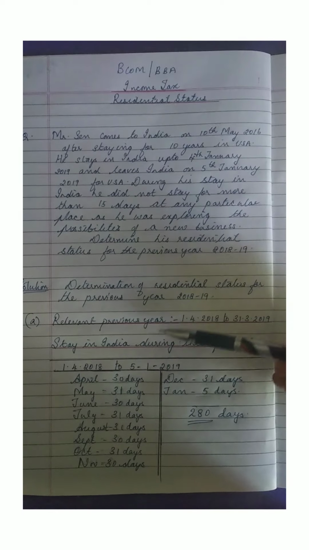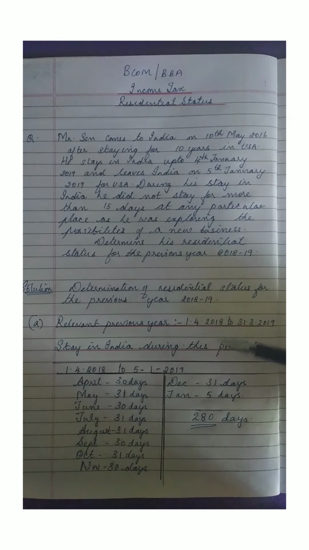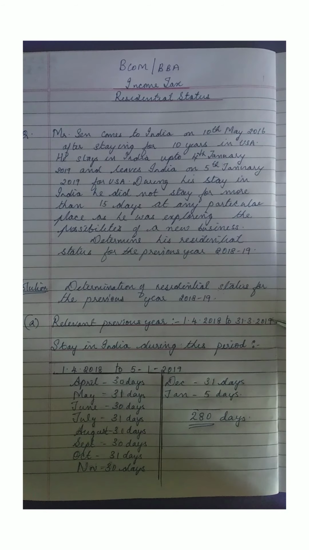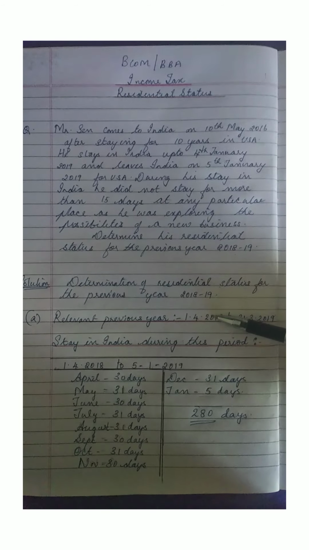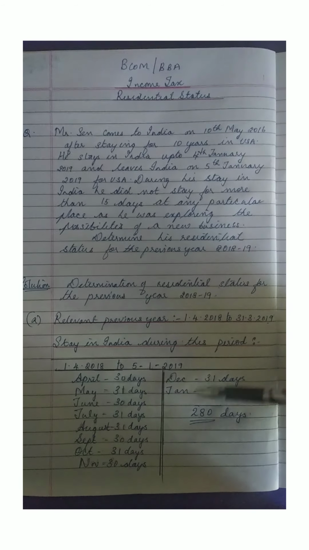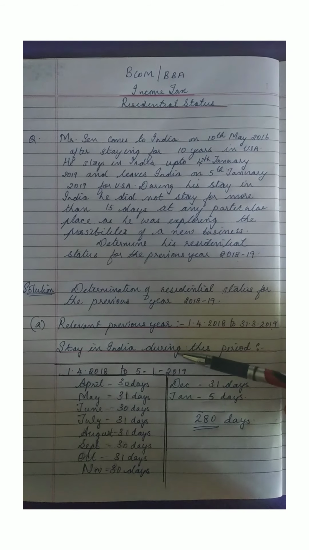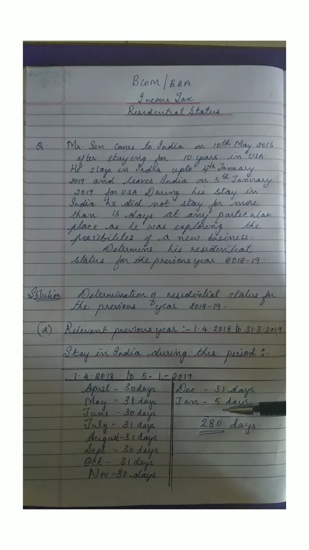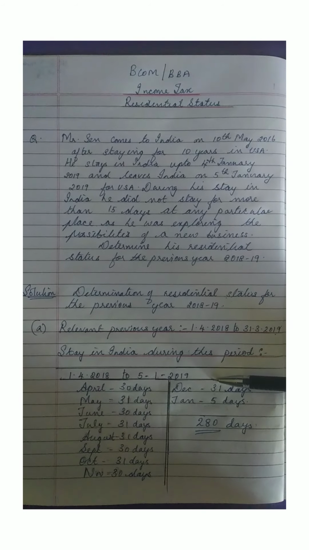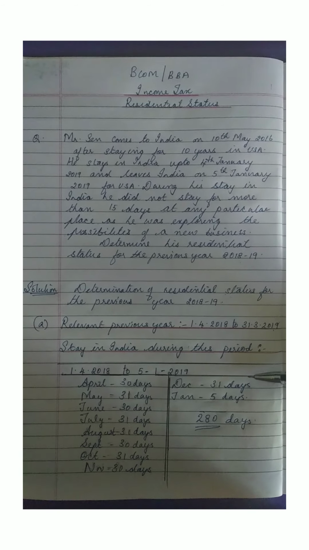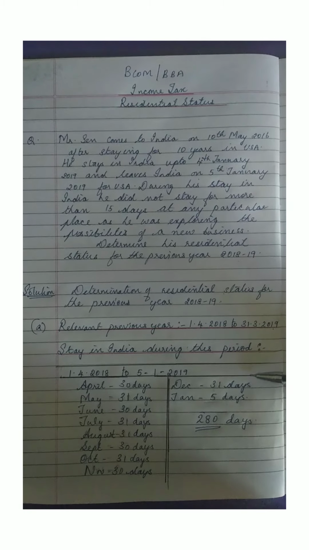Okay. So now, the first one is the relevant previous year. What is the previous year? Previous year always starts from 1st April to 31st March. So that is what we have written, 1/4/2018 to 31/3/2019. Now how do we calculate this problem? We look at the stay in India during this period, that is, how many days this person has stayed in India during this previous year. We have to see whether he has stayed for 182 days. That is our first condition.